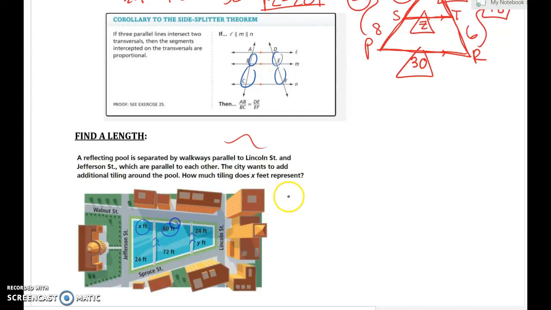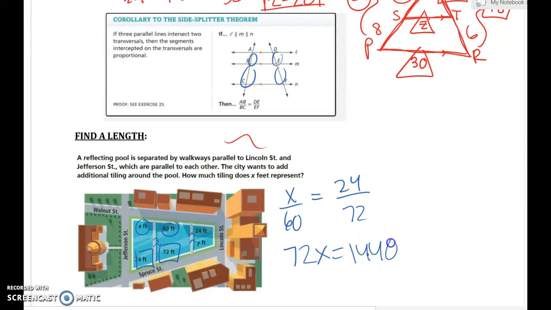We know X over 60 is going to be equal to 24 over 72. Cross multiply, 72X equals 1440. Divide, X is going to be 28.